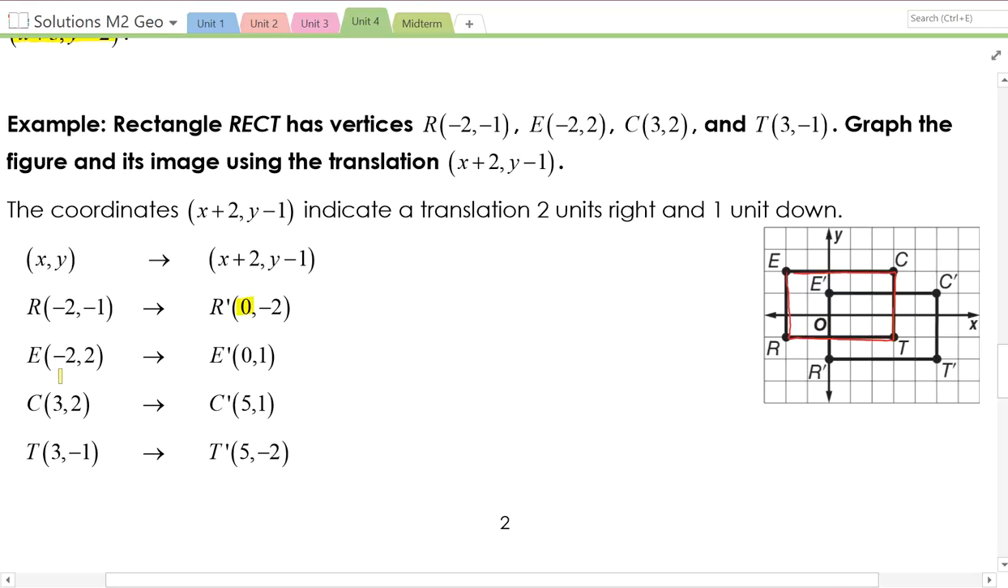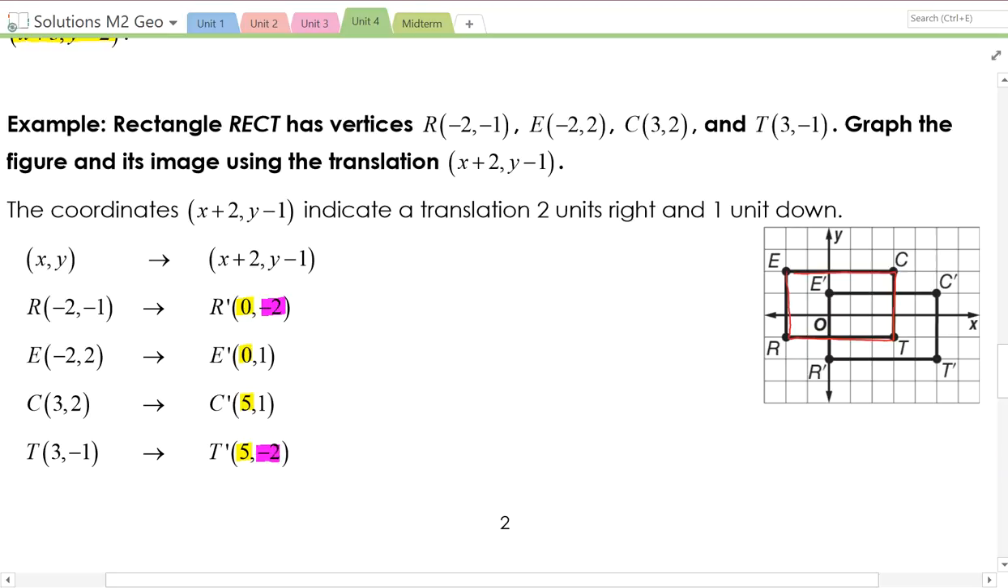Same thing in E, the original x was negative 2. If I add 2, I get 0. In C, the 3 becomes a 5, and in T, the 3 also becomes a 5. Then for the y values, the y minus 1 means that we are subtracting 1 from each of the y coordinates. So in point R, negative 1 minus 1 becomes negative 2, and that happens in point T also.